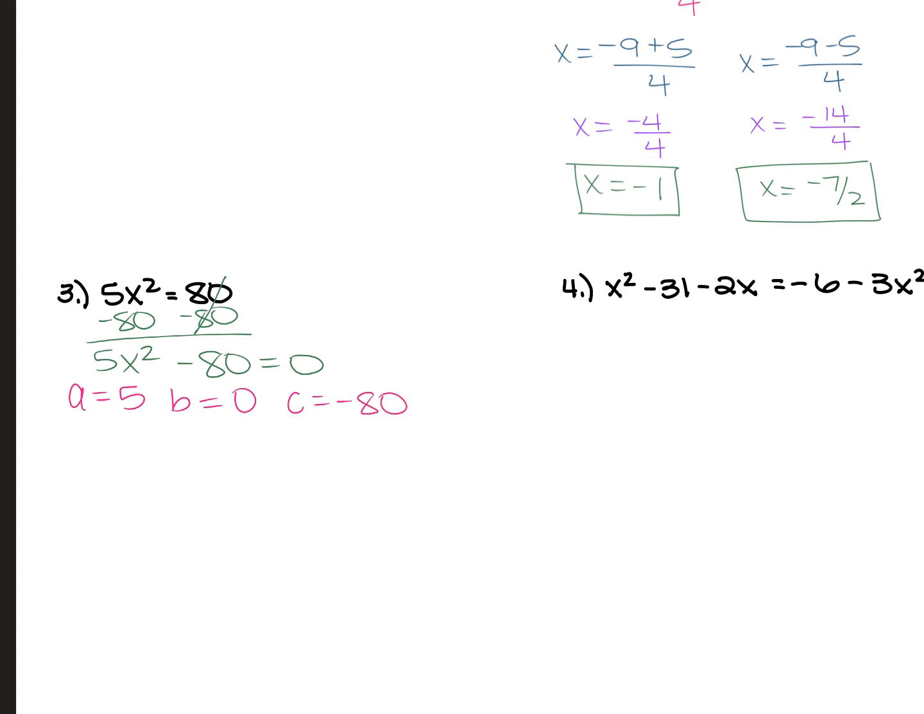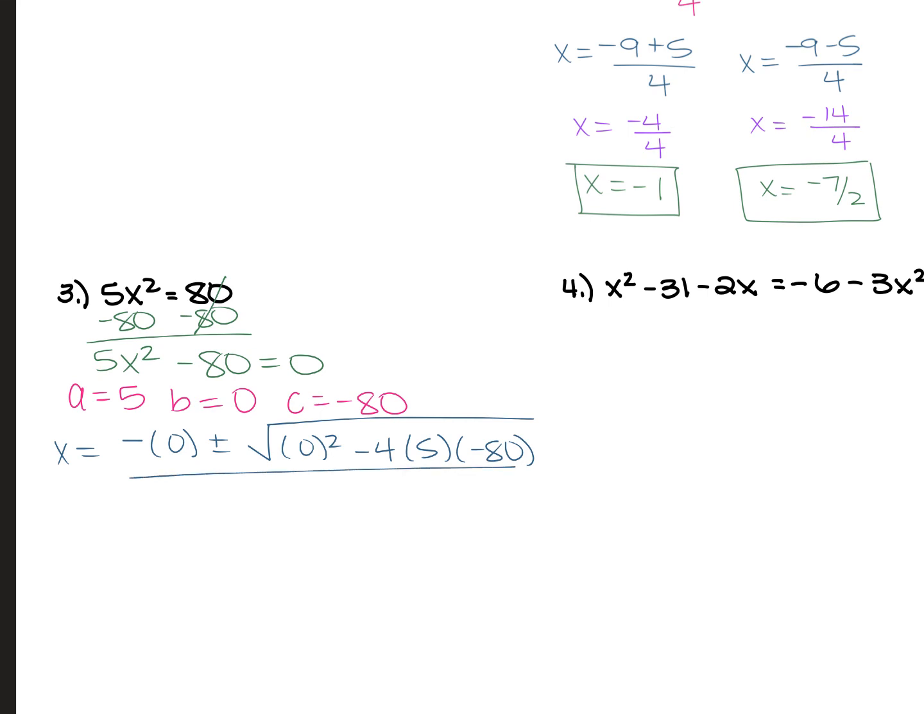So we plug these values into our quadratic formula. That's going to give us the opposite of 0 plus or minus the square root of 0 squared minus 4 times 5 times negative 80 all over 2 times 5. From here, this is going to simplify to give us x is equal to 0 plus or minus the square root of 0 plus 20 times 80 is 1600. And this is all over 10.